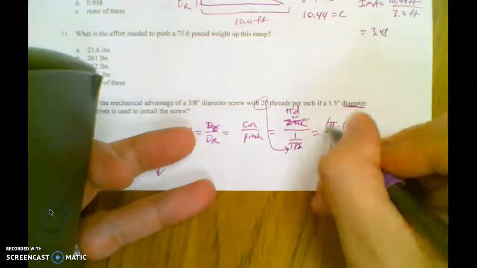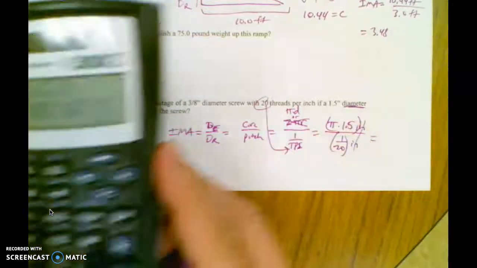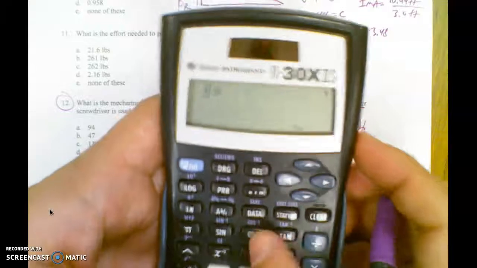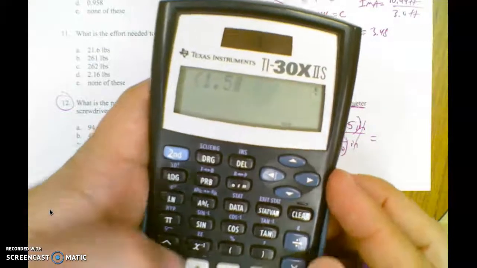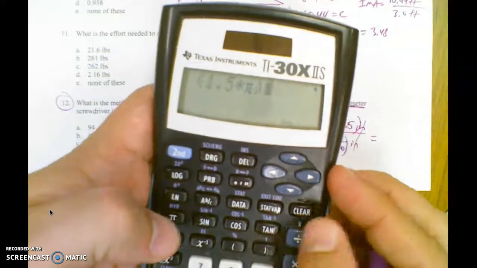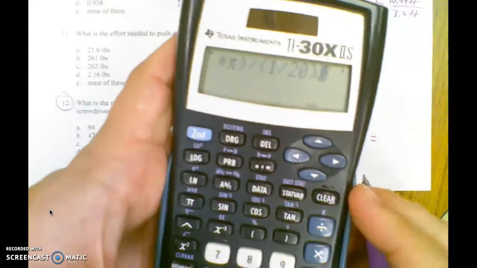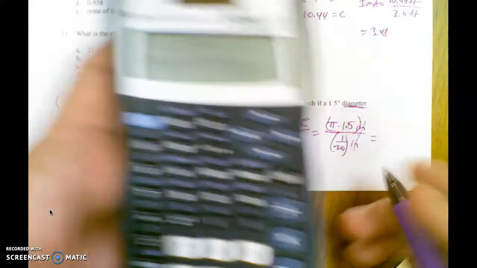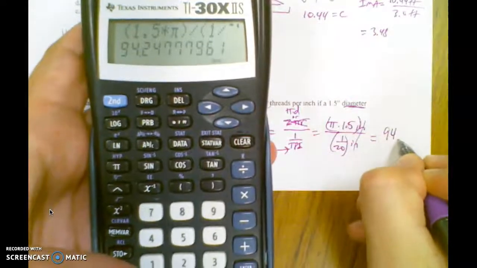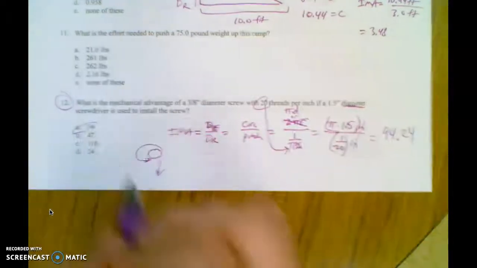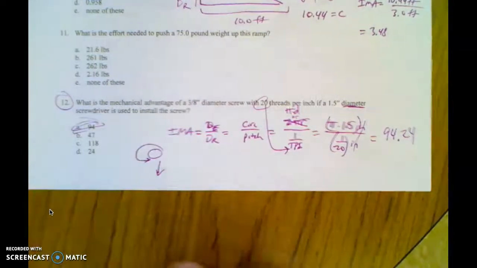Make sure you type this in with parentheses galore. So we're going to go pi times, oops, I need parentheses, 1.5 times pi on top, and 1 over 20. 94.24. Yeah, rounded to the nearest whole number, 94.